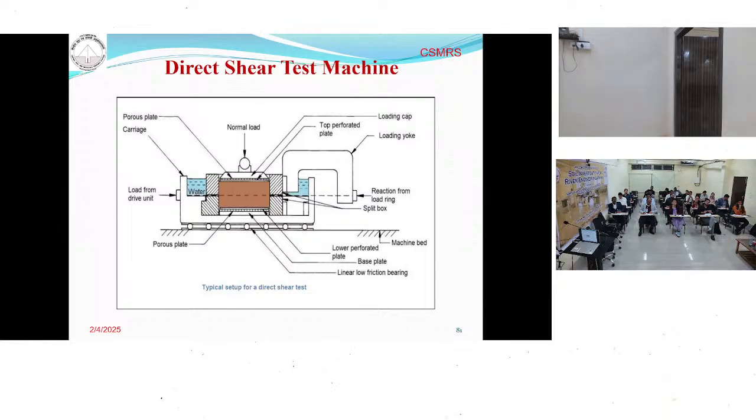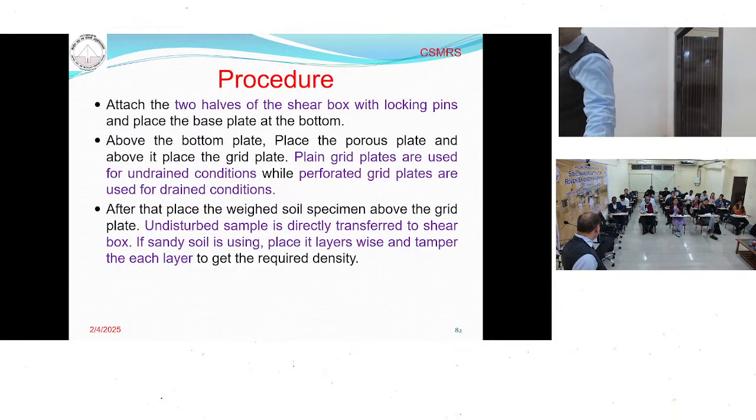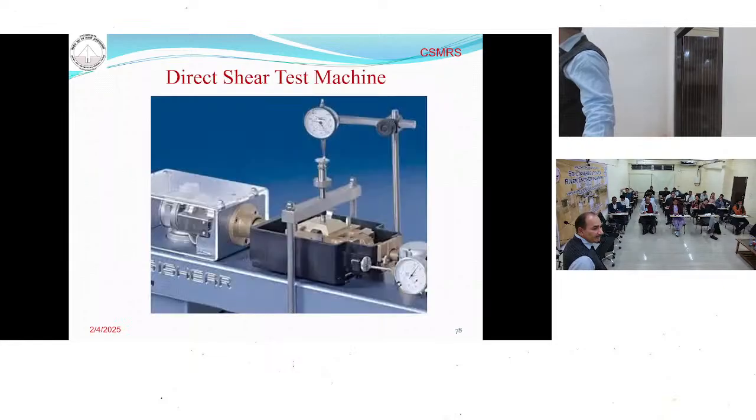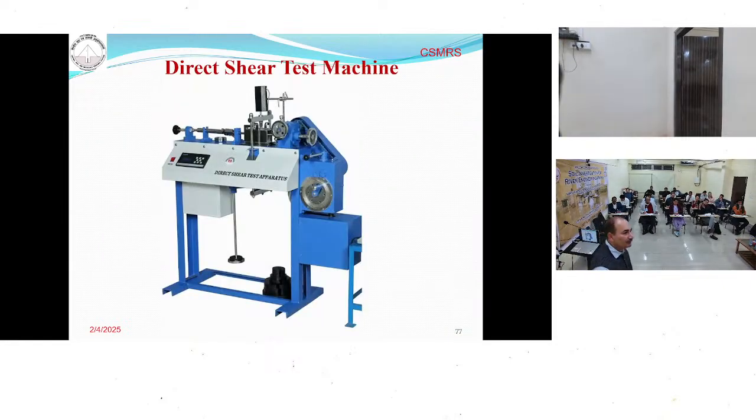The lower box moves on rollers, and the upper box, through a yoke, is attached to either a load cell or a proving ring. The lower box has a gear system that moves it automatically. This is the machine. This is the gear box, and the lower box is attached to this one. When we run the machine, the lower box is moving.